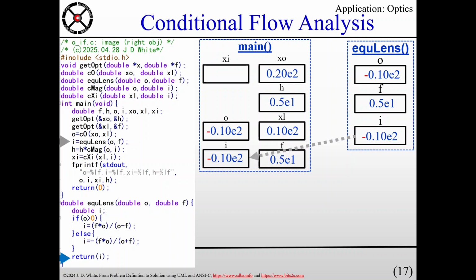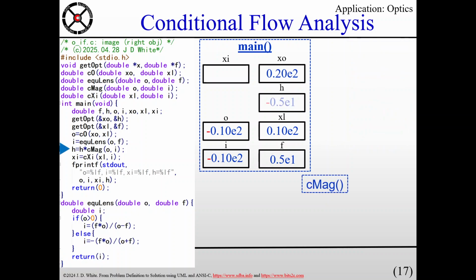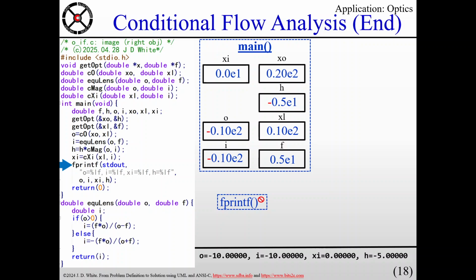We have the image position, etc. Okay? And then the program just continues on calculating. The magnification is calculated, XI is calculated, and finally we print out this. In this condition where O is minus 10, I 10, XI, H. Okay? And that will be the end of our code. All right, so that's our example for O.